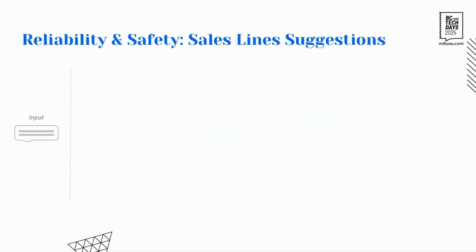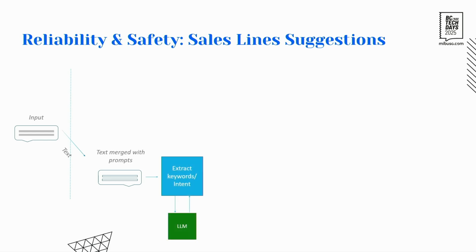Another one I want to go through is the sales line suggestions. It's slightly different. Now you have your input, and this input can be just text, like, I need some lines for something from, say, a document or some items. We give it to the LLM to extract the keywords, the intent of what the user actually wants. From that extracted intent, we decide what the user really wants to do: item search, document search, or something unrelated.